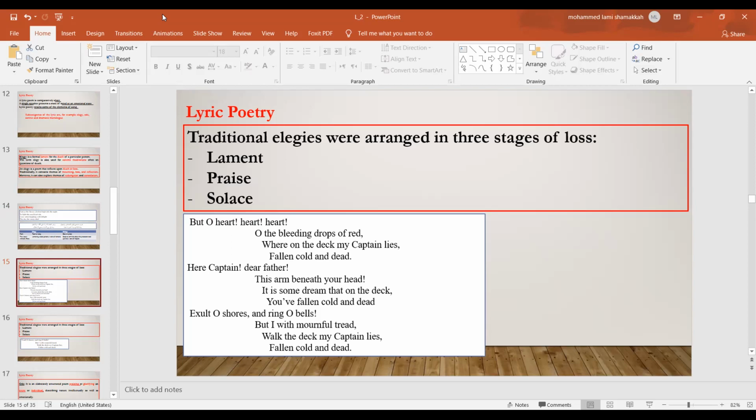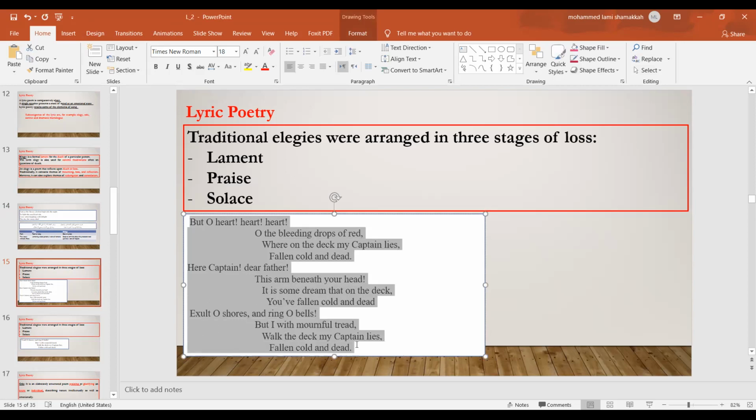Now, let's have an example of an elegy that was written to lament the death of Abraham Lincoln.